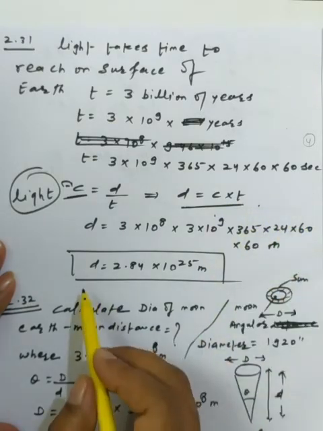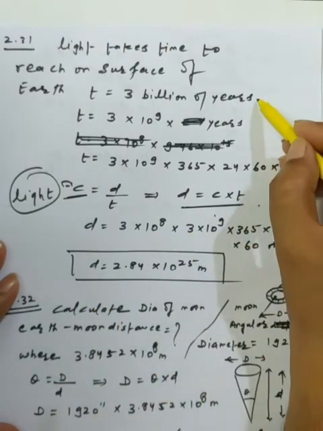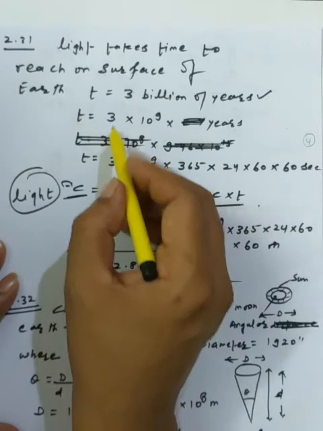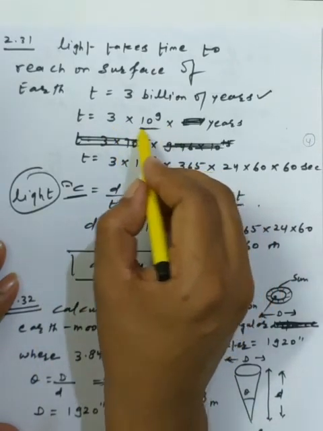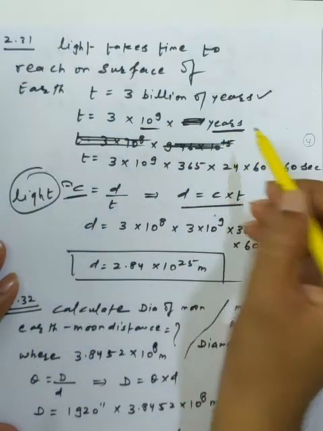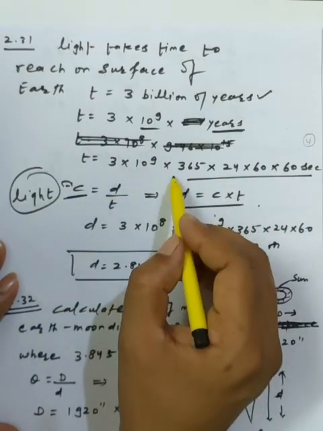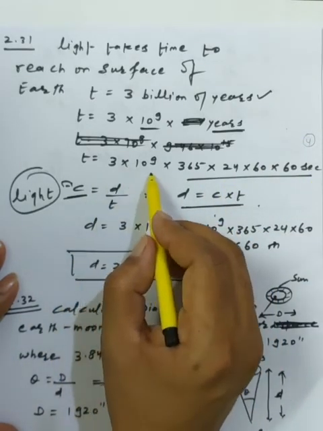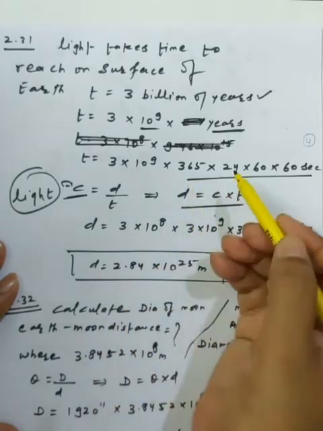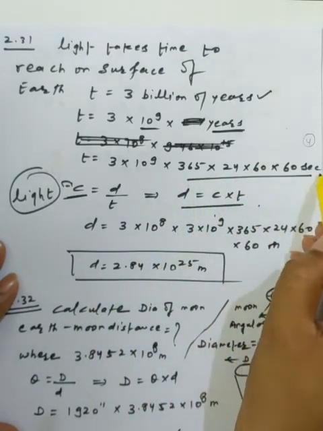The time is given as 3 billion years. So we have to convert the 3 billion into 10 to power 9 years. We are just taking the reference of 1 year. This is the conversion of the time we have: 3 into 10 to power 9 into 365 into 24 into 60 into 60 seconds.